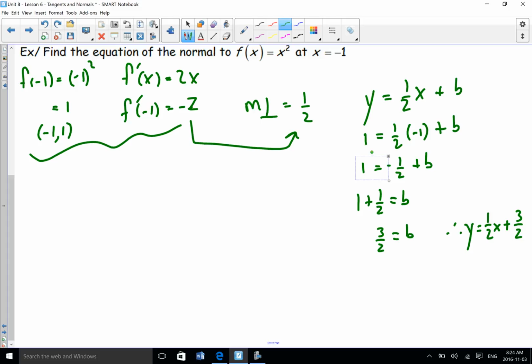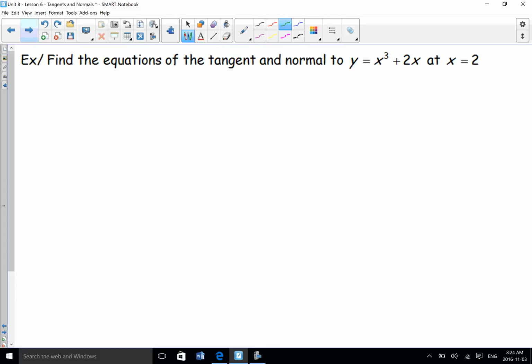Okay? But remember, they're related to each other, right? They're perpendicular to these two lines. Sometimes the normal is useful for things. Sometimes the tangent is useful for things. It depends on the kind of situation we're dealing with. Okay, so you guys can try one here.